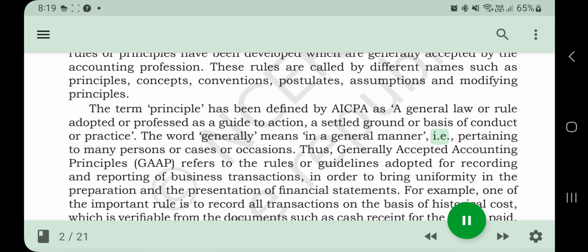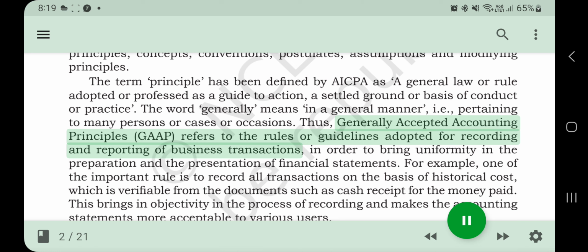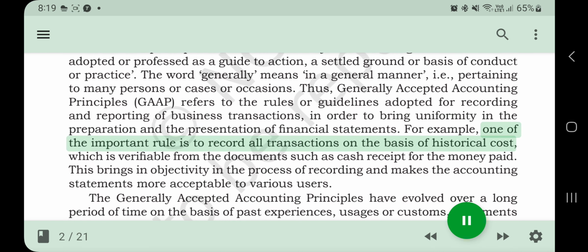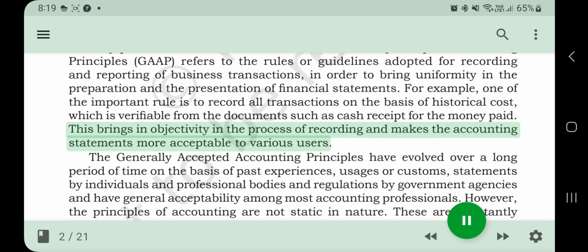The word generally means in a general manner, i.e., pertaining to many persons or cases or occasions. Thus, generally accepted accounting principles, GAAP, refers to the rules or guidelines adopted for recording and reporting of business transactions, in order to bring uniformity in the preparation and the presentation of financial statements. For example, one of the important rules is to record all transactions on the basis of historical cost, which is verifiable from the documents such as cash receipt for the money paid. This brings in objectivity in the process of recording and makes the accounting statements more acceptable to various users.